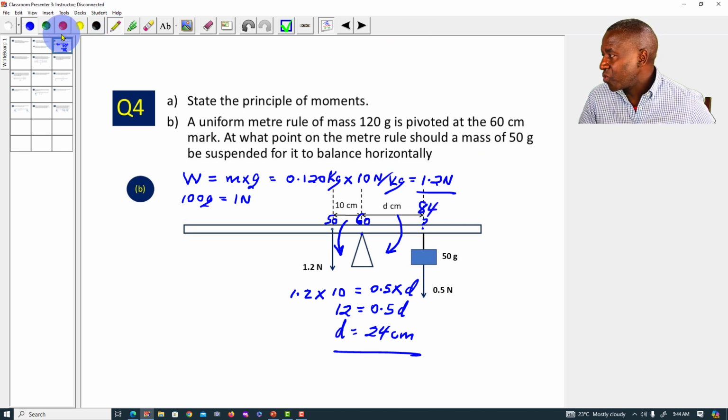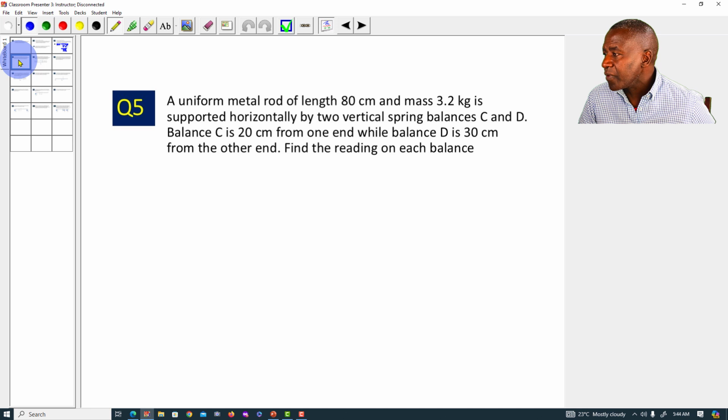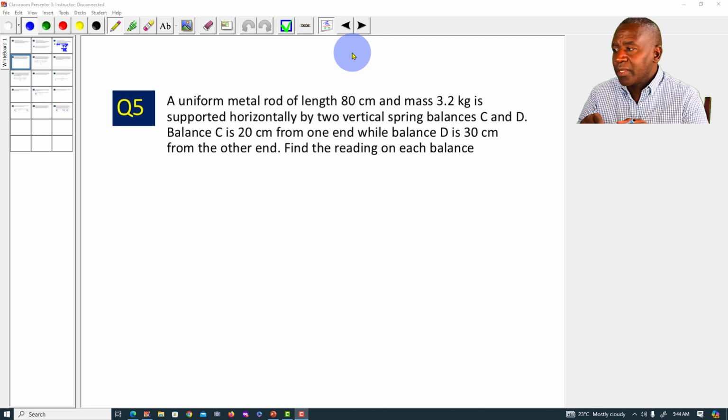Let's go to question 5. In question 5, we are given this. We have a uniform metal rod of length 80 centimeters. So the center of gravity should be at the 40 centimeter mark. And it has a mass of 3.2 kilograms. So we can convert 3.2 kilograms into newtons, and by multiplying 3.2 kilograms by 10, we get 32 newtons.